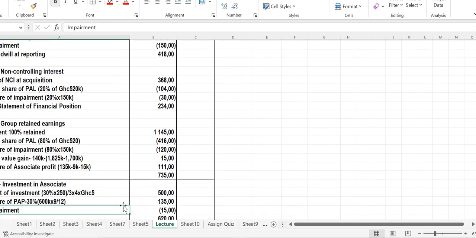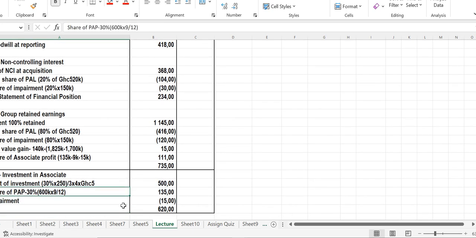Then when it comes to the investment in associate, I think we have it here. So this is what goes to the statement of financial position. Now you have to understand that it is the associate that sold goods to the parent, and therefore the profit was made by the associate. And then in the inventory, the unsold inventory is in the group, in the parent's book. So we'll take out the unrealized profit from inventory in the parent's book.